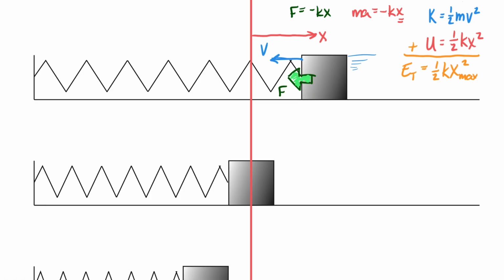The total energy hasn't changed. So no energy has been added to the system or taken away. We've just lowered the potential energy and increased the kinetic energy. But the total energy still has to equal what we had at the start.